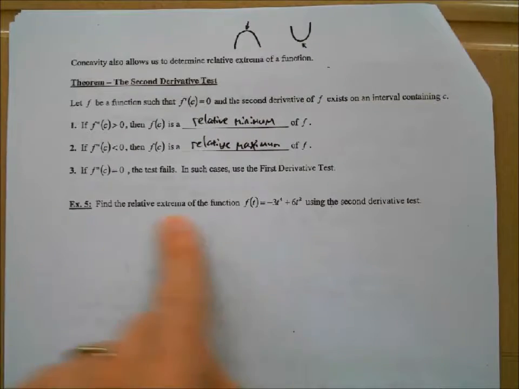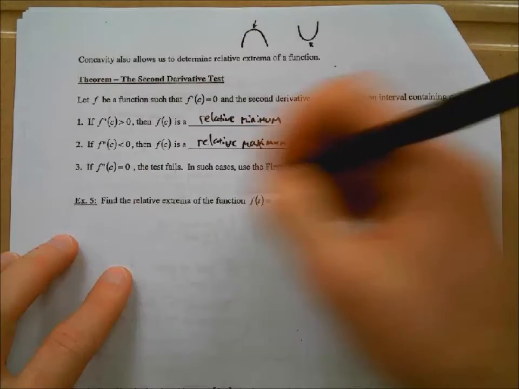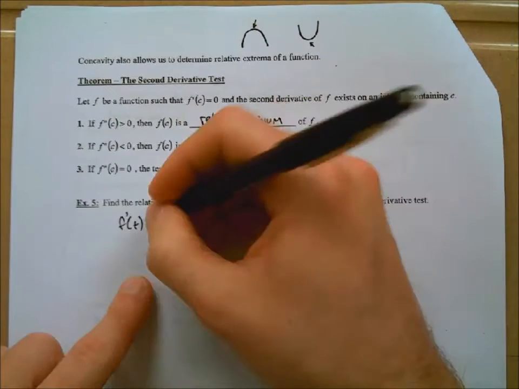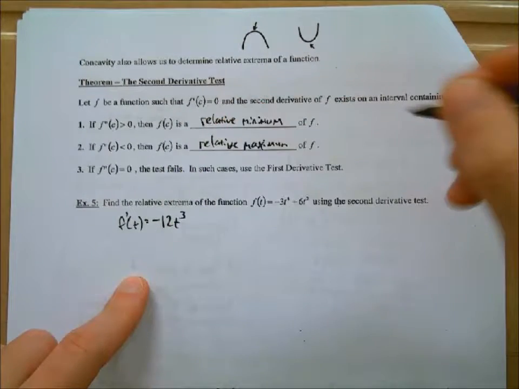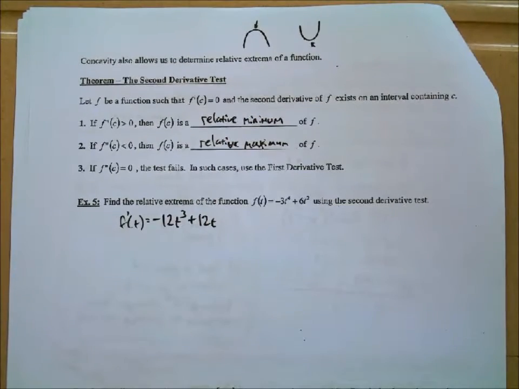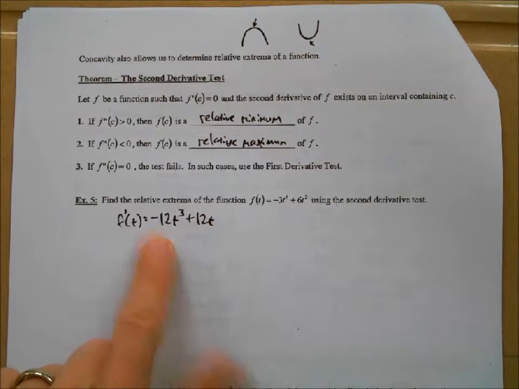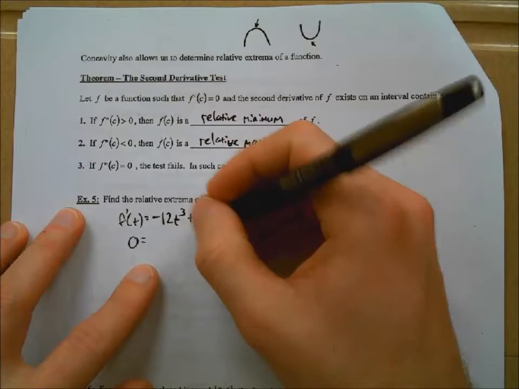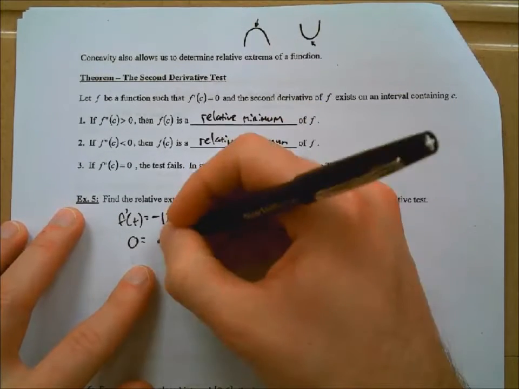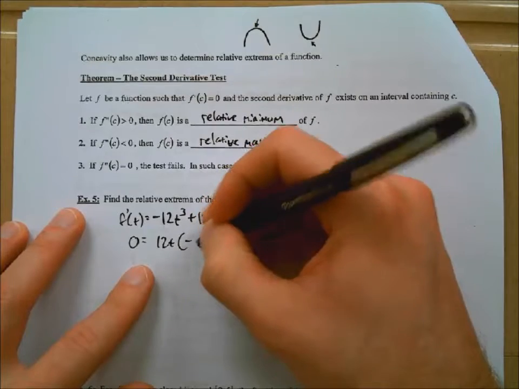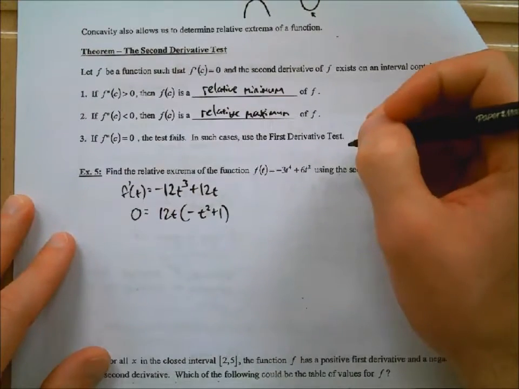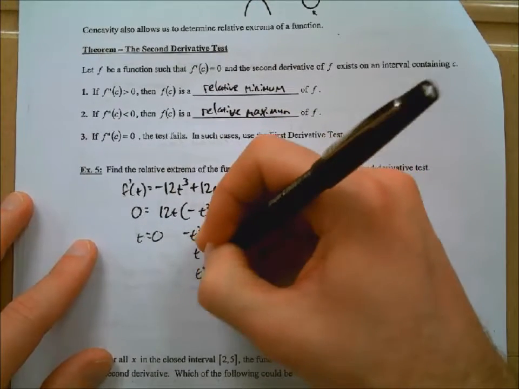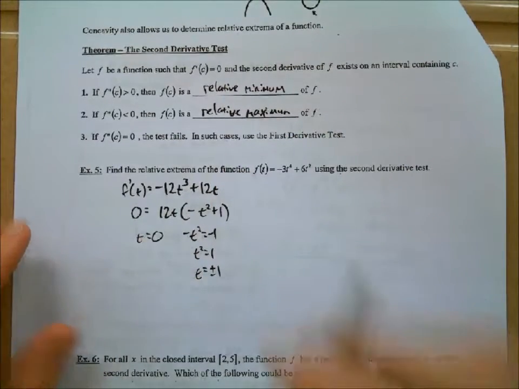So find the relative extrema using the second derivative test. In order to use the second derivative test, we're going to get the second derivative. I'm going to do that by first getting the first derivative: negative 12t to the third plus 12t. Before I go and take the second derivative here, I'm going to come up with the critical points. We still need to have those critical points. So I'll set the derivative equal to 0. I'm going to factor out a 12t here as well, so we're left with negative t squared plus 1. So you get t equals 0 and negative t squared equals negative 1, or t squared equals 1, or t equals plus or minus 1. Those are our three critical points.